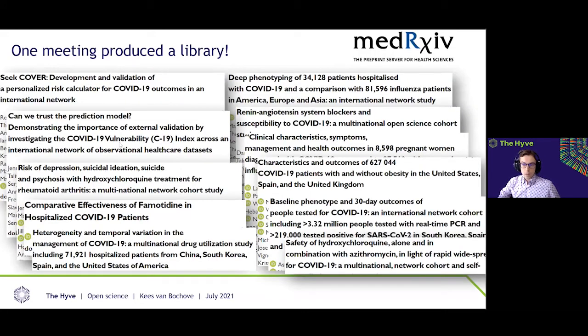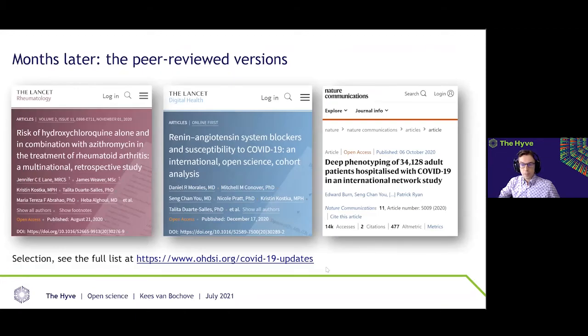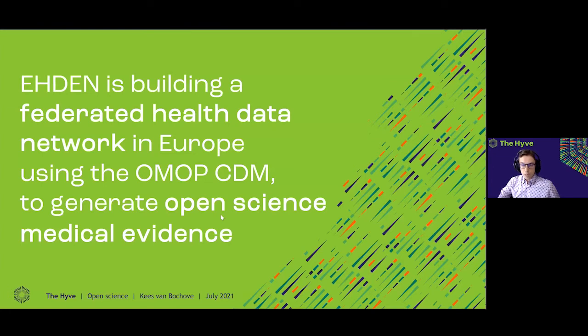All of these questions produced preprints, and those preprints eventually also led to papers that are peer-reviewed. Some of them are in preparation, some of them have follow-up efforts. You can see the full list here on the OHDSI website. And this is just a selection of a few papers. And as said, I'll focus on the second one there. What I want you to take away from this introduction section is that OHDSI, and also specifically EHDEN, is building a federated health data network. EHDEN is the European variant of it. And we focus on generating medical evidence using open science principles.